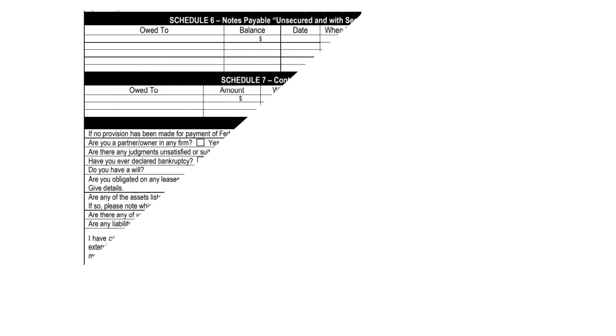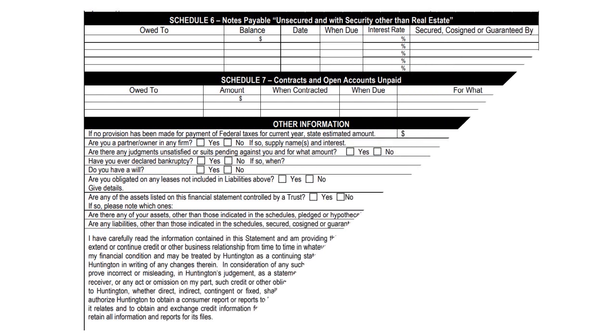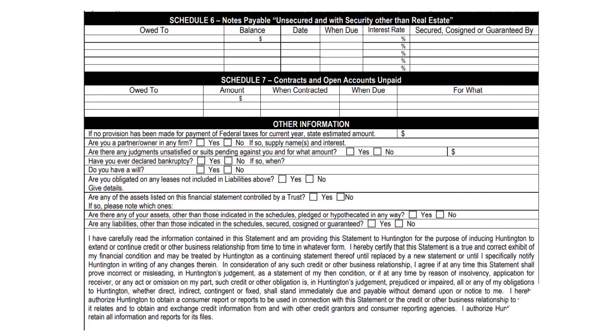Next, you can see here where it says Schedule 6. So notes payable, unsecured and with security other than real estate. So the bank wants to have a clear idea of your other liabilities. So here you have to put who you owe the money to, the balance, the date when due, interest rate, all that kind of stuff. Okay, and remember, notes payable can be a loan, it can be anything else, but it is a liability. And it can be short term, in other words, it is due within 12 months, or long term, it is due in a period that is in excess of 1 year.